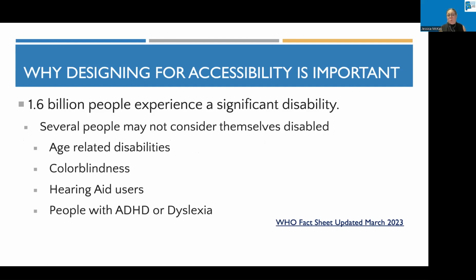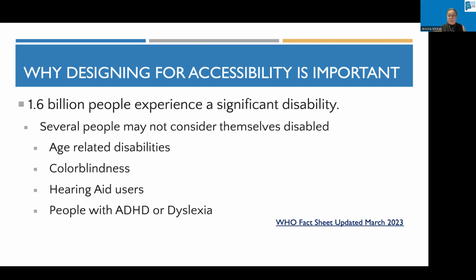Well, actually, 1.6 billion people experience a significant disability, and this number is coming from the World Health Organization. Their most recent fact sheet was updated in March of 23. And the thing to also think about is that's a big number. That's like 16% of the population, right? But there are several people out there who may not actually consider themselves disabled, but do need specific things designed for them to be fully accessible and to be able to participate in trainings.